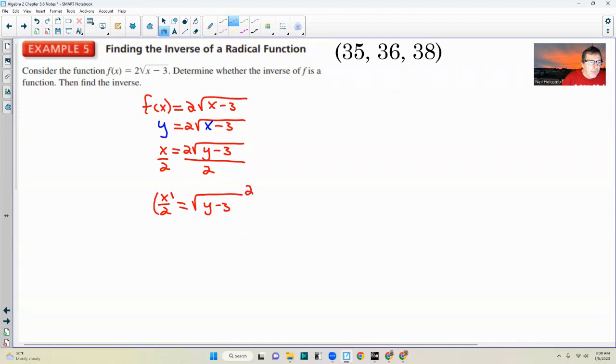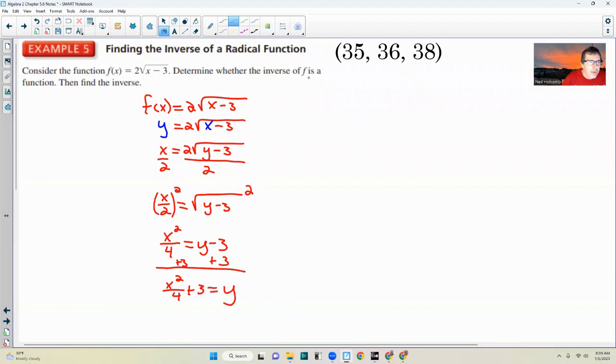To get rid of a square root, we square both sides. So this is going to give us (x/2)^2 = y - 3. Be careful with that. Make sure you put parentheses around that and distribute your square. And then finally add 3 to both sides. This will give me x squared over 4 plus 3 equals y.